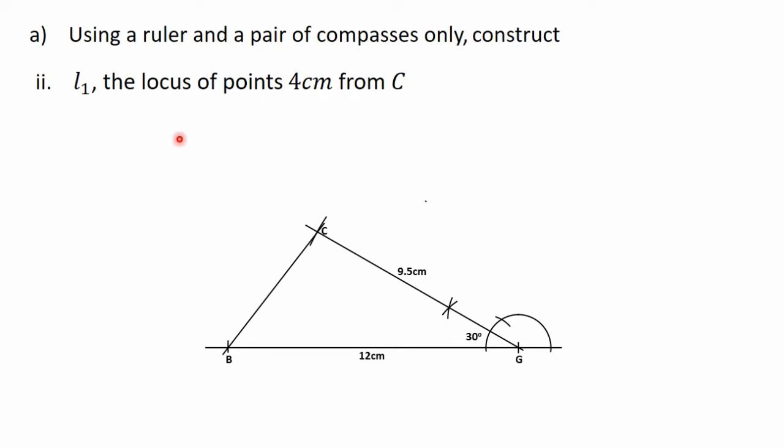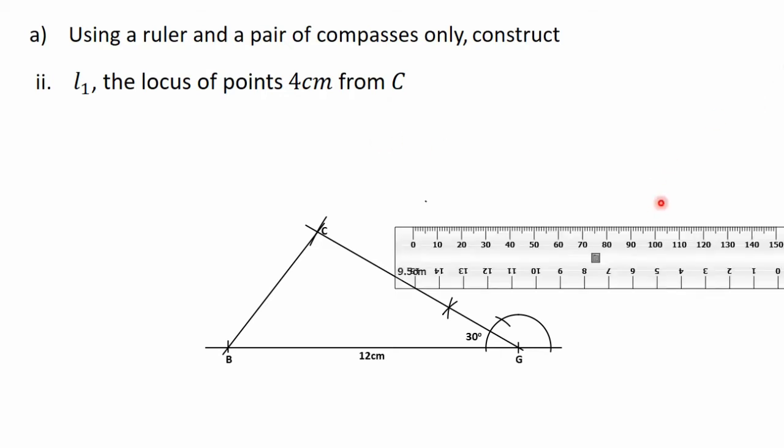It says that we should construct L1, the locus of points 4 centimeters from C. We have learned from the previous videos that the locus of points equidistant from a fixed point is a circle. So the locus of points 4 centimeters from the point C, which is a fixed point, is a circle with radius 4 centimeters with the point C as the center.